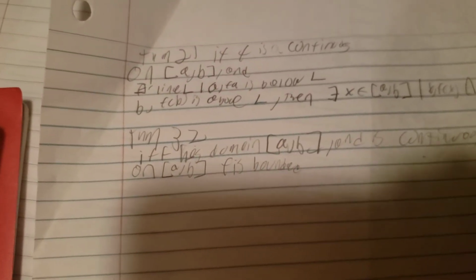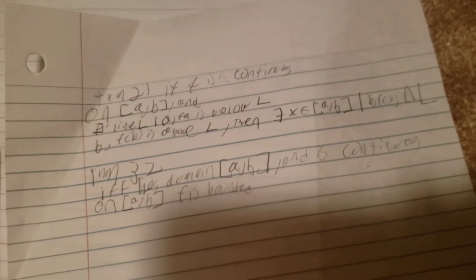Theorem 32 says that if f has domain the closed interval a comma b and f is continuous, then f is bounded, which is very useful. All right, now let's get started.